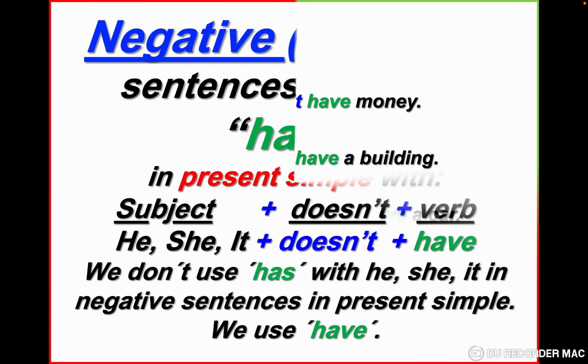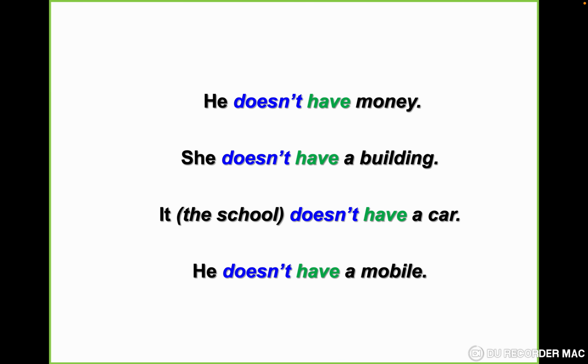Now the negative form. He doesn't have money. Students, they say "money." It's not money. Money. She doesn't have money. He doesn't have money. She doesn't have a building. It or the school doesn't have a car. The school doesn't have a car. He doesn't have a mobile. Let's go to the question form.